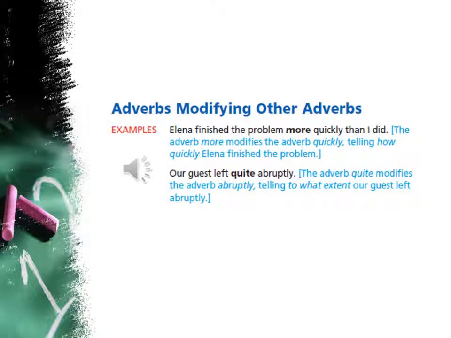And last, adverbs modifying other adverbs. Elena finished the problem more quickly than I did. The adverb more is modifying another adverb, which is quickly, telling how quickly Elena finished the problem. Remember, Elena finished the problem more quickly than I did. How did she finish the problem? Quickly. How quickly? More quickly. Our guest left quite abruptly. The adverb quite modifies the adverb abruptly, telling to what extent our guest left.